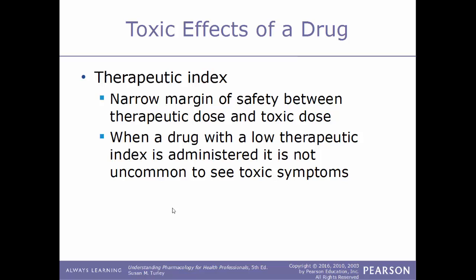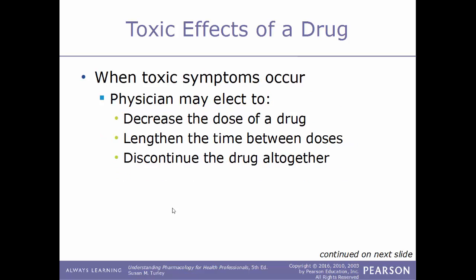This is the narrow margin of safety between a dose that's considered to be therapeutic and a dose that's considered to be toxic. So when a drug with a low therapeutic index is administered, it is not uncommon to see toxic symptoms. Now, when toxic symptoms occur, the doctor can either decrease the dosage of the drug, they can lengthen the time between doses, or they can just go ahead and discontinue the drug altogether.